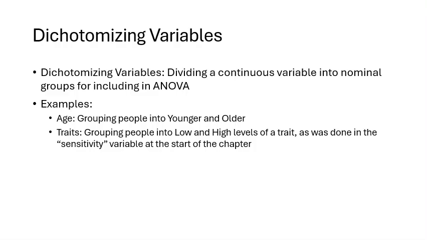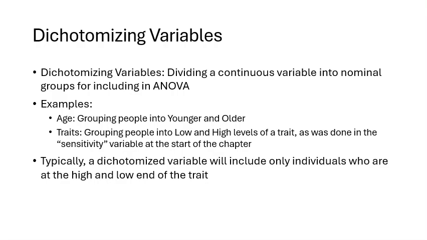Or maybe traits. We might group people into low or high levels of a trait, as was done in the sensitivity variable at the start of the chapter. And you might recall that that was the situation where they handed out easy and difficult tests to both high and low sensitive people to see if it had an impact on mood.